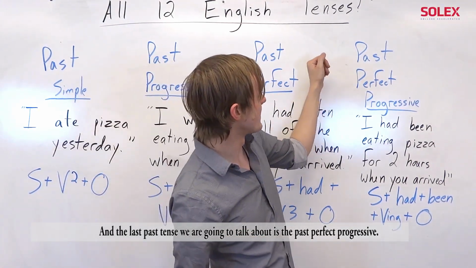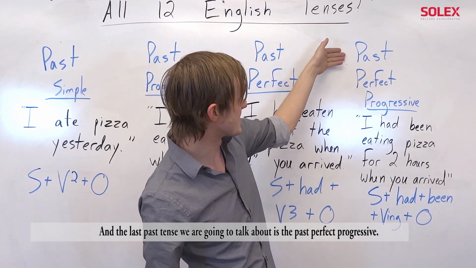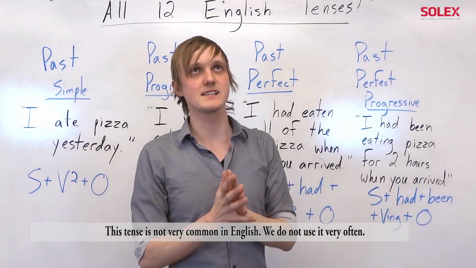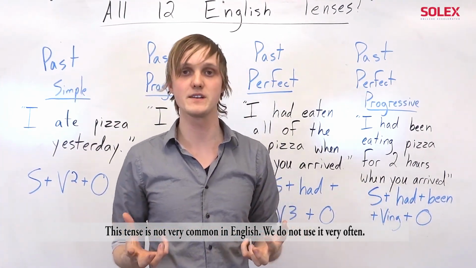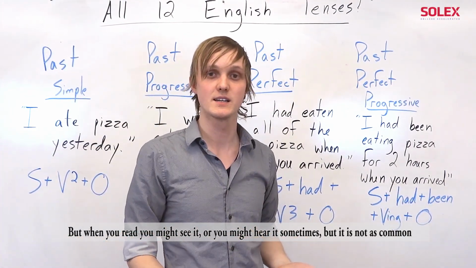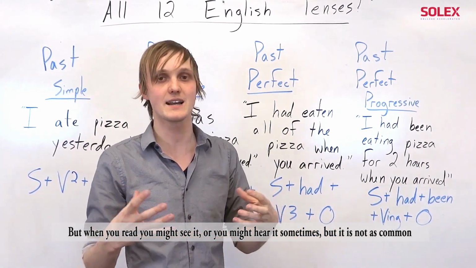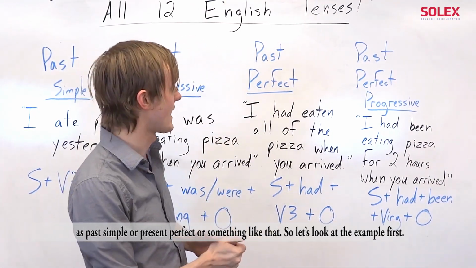We make it by subject plus had plus verb 3 or the past participle plus object. Okay? And the last past tense we are going to talk about is the past perfect progressive. This tense is not very common in English. We do not use it very often, but when you read, you might see it, or maybe you'll hear it sometimes, but it is not as common as past simple or present perfect or something like that.